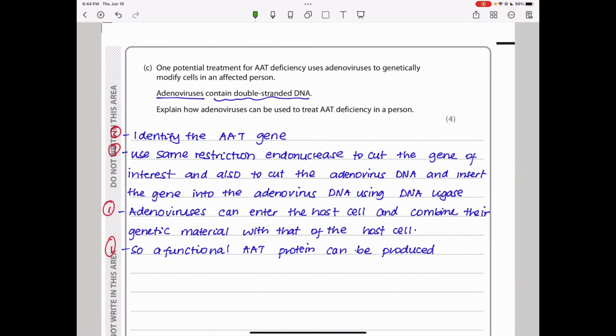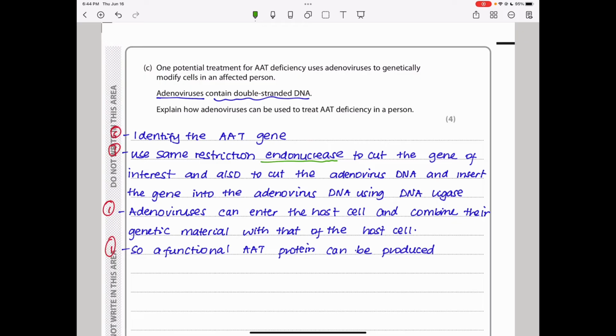The next part says one potential treatment for AAT deficiency uses adenovirus to genetically modify cells in an affected person. Adenoviruses contain double-stranded DNA. They say explain how adenoviruses can be used to treat AAT deficiency in a person. So here it's about introducing some genes. So we will identify the AAT gene. And when we identify this gene, we will use the same restriction endonucleases. These are restriction enzymes. They cut specific sections within the genes or within DNA.